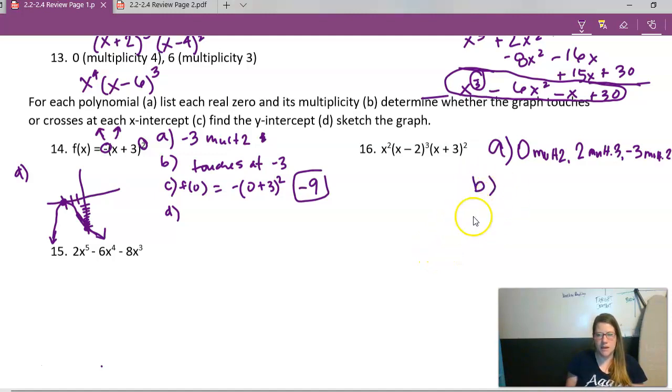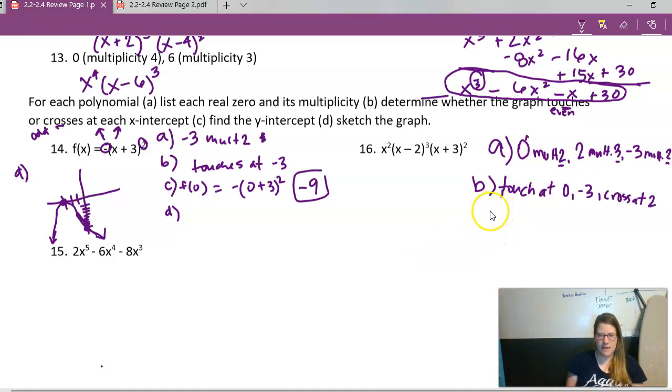Part B is to decide whether they touch or cross at each one of these zeros, which remember are our x-intercepts on the graph. The even multiplicity touches, right? And the odd multiplicity crosses. So this is going to touch at 0 and negative 3 because both of those have an even multiplicity, and it's going to cross at 2 because that has an odd multiplicity.